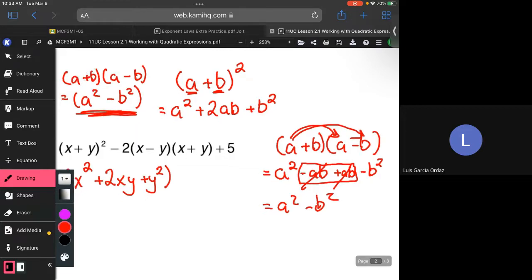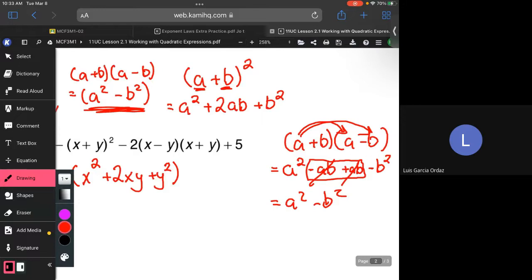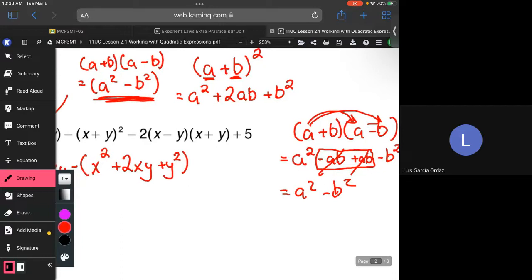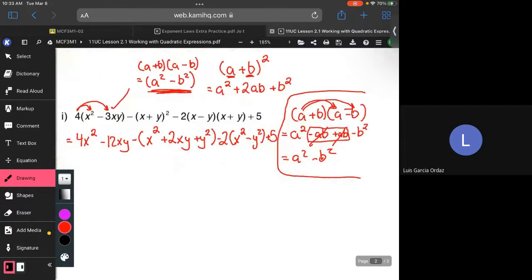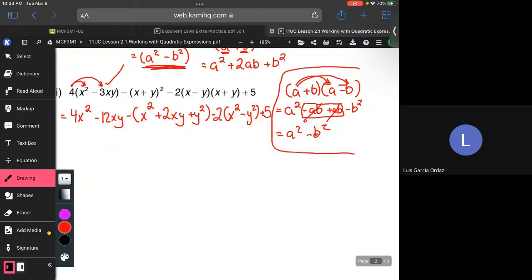I'm so lost. Okay. Yeah, exactly. So with that said, what is x minus y times x plus y? It would just be x squared minus y squared plus 5.